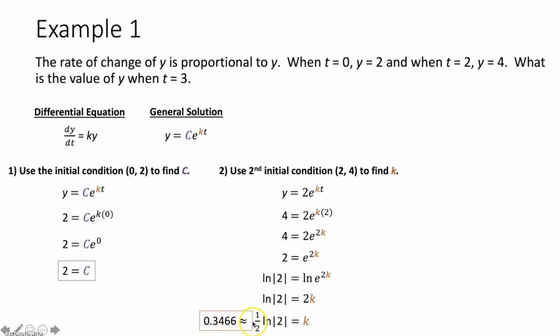Now, technically, you want to leave it as exact as possible until you answer your question. You don't want to round too early. So I would use this if you're able to. If not, you can use this rounded version like I will right now.